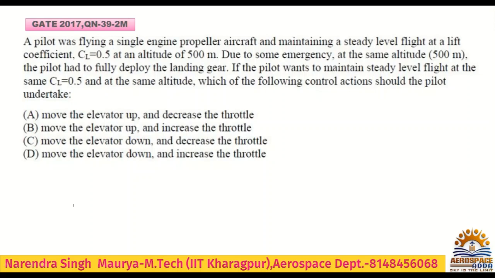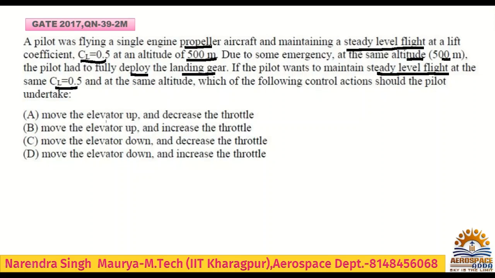So the problem is: a pilot was flying a single engine propeller aircraft and maintaining a steady level flight at a lift coefficient of 0.5 at an altitude of 500 meter. Due to some emergency at the same altitude, 500 meter, the pilot had to fully deploy the landing gear. If the pilot wants to maintain steady level flight still at the same CL equal to 0.5 and at the same altitude, which of the following control actions should the pilot undertake?